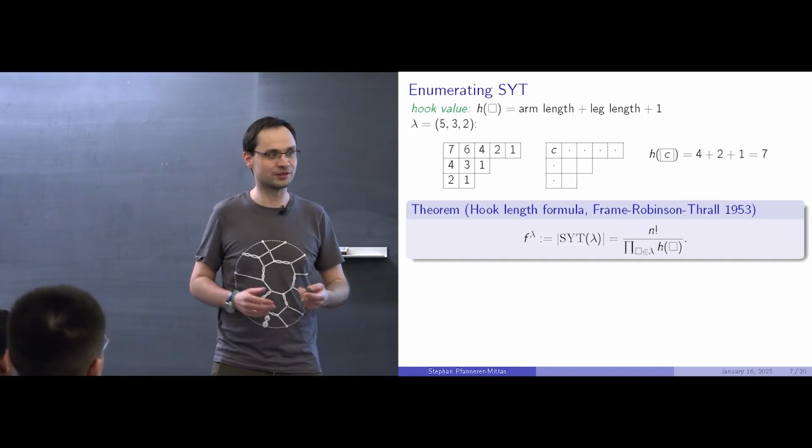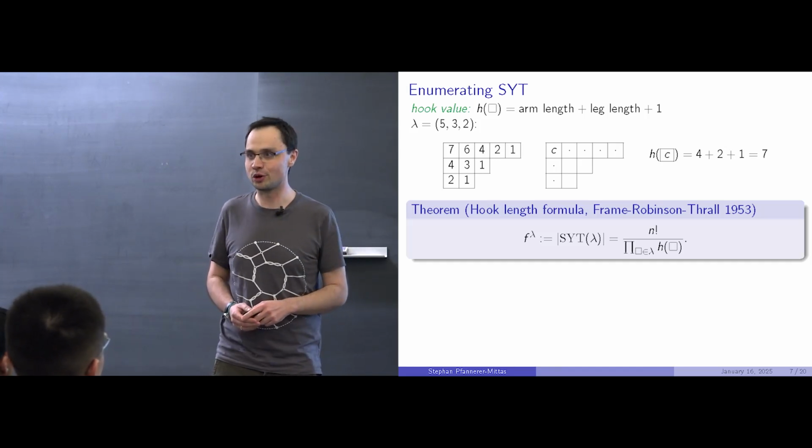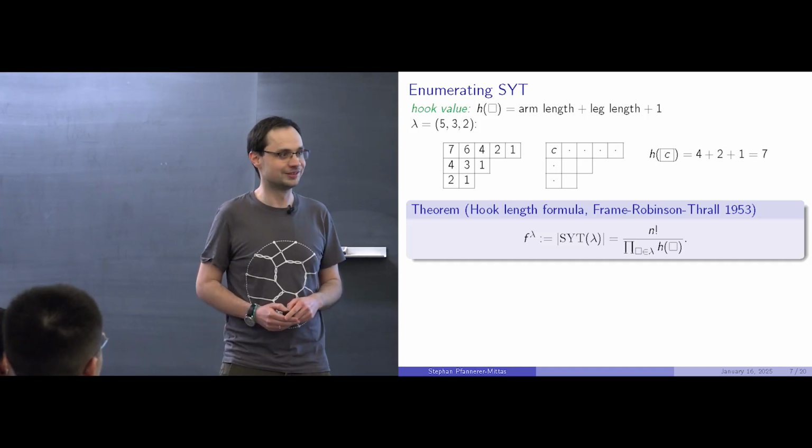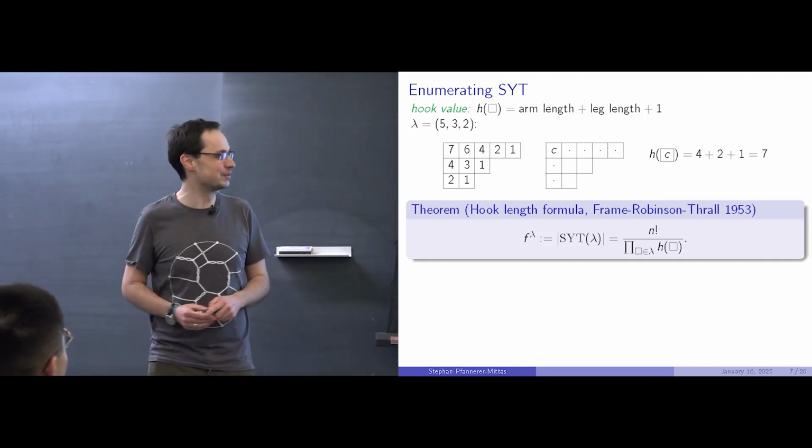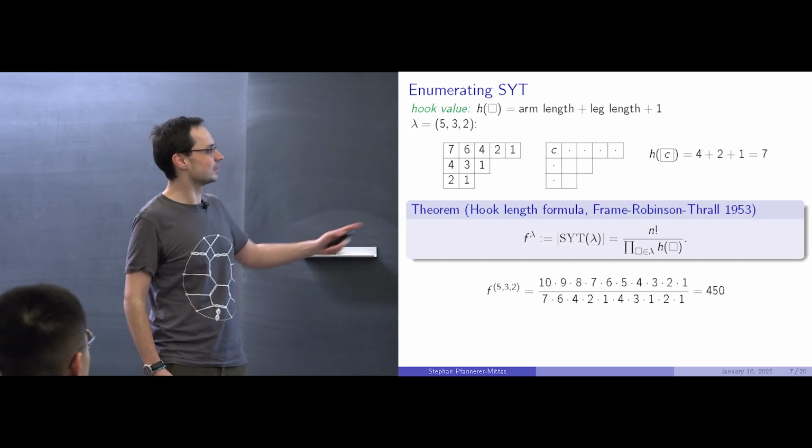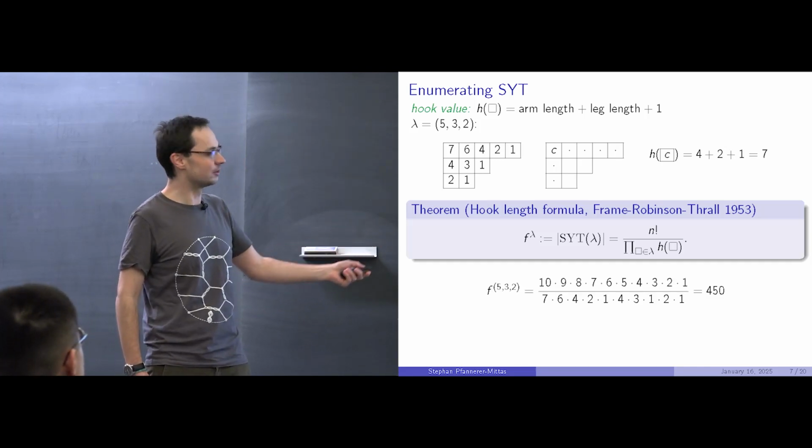And now that we have that, what was our next step when we have a counting formula? Yeah, find a q-analog of that one. Oh yeah, first I have the example. Okay, for this shape there are 450.